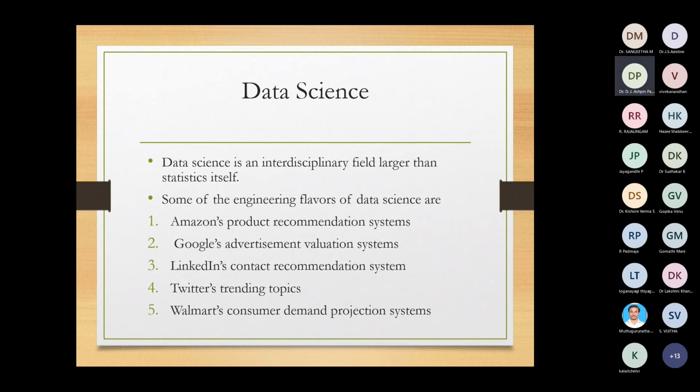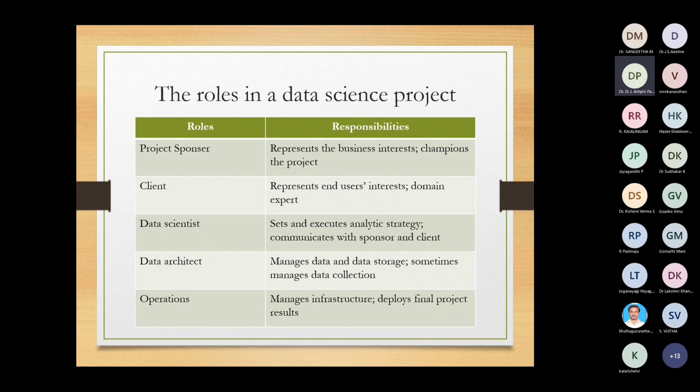If you want to deliver a successful data science project, it is important to know the common tasks, the steps, and the tools that will be useful to deliver such projects successfully. Then we will see the roles in a data science project. Roles are nothing but the people who will be involved in the data science project. Roles like project sponsor, client, data scientist, data architect, and operations.